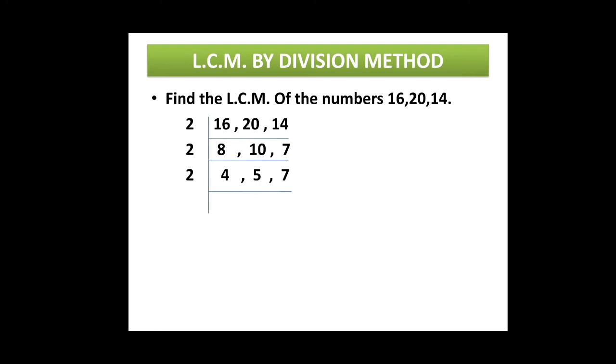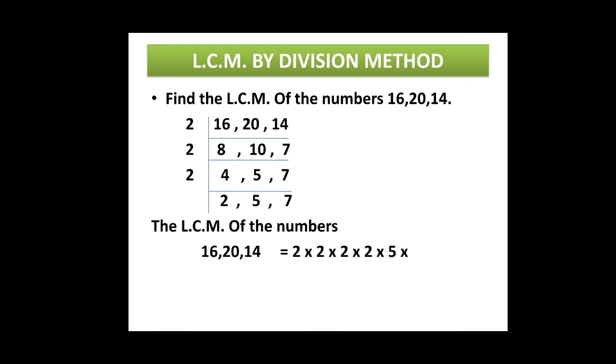So 2 fours are 8, 2 fives are 10 and 7 will not be divided by 2. So bring the number 7 down. Again, you can divide 4 by 2, but 5 will not be divided by 2 and 7 also is not divided by 2. So let's bring the 5 and 7 down, and 2 twos are 4, because 5 and 7 are prime numbers. They will not be divided by any other number. So now we will find the LCM of the numbers: 2 into 2 into 2 into 2, 5 into 7.